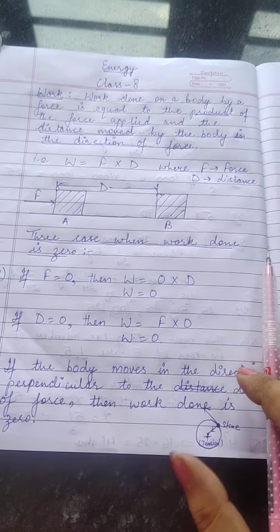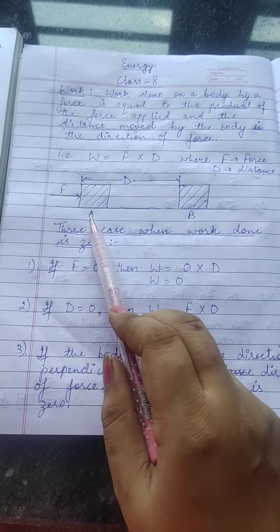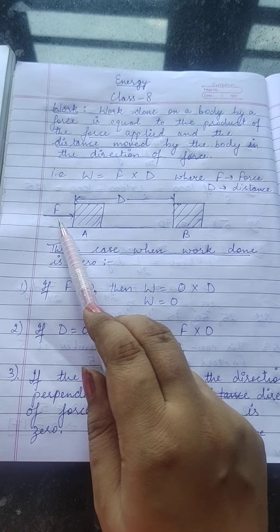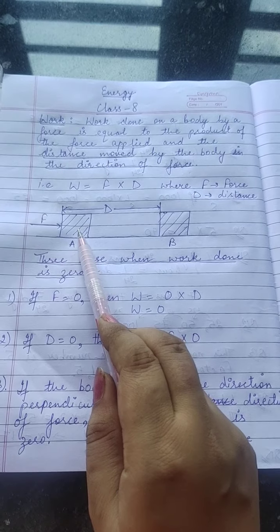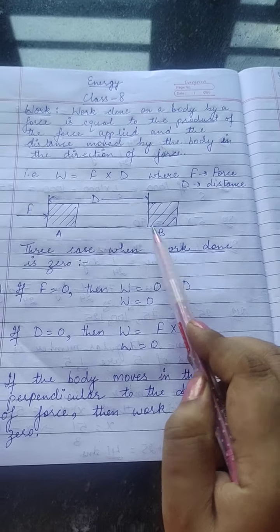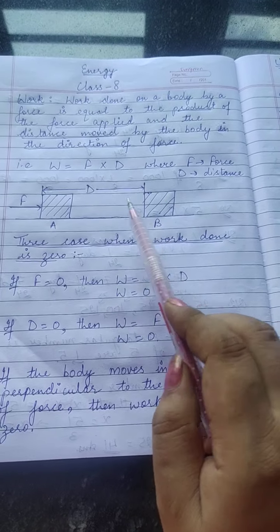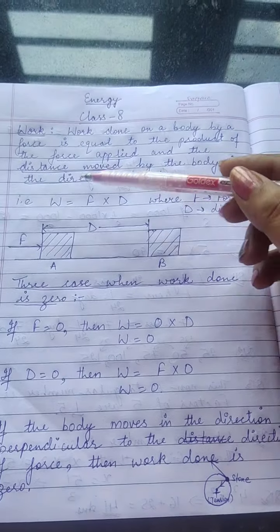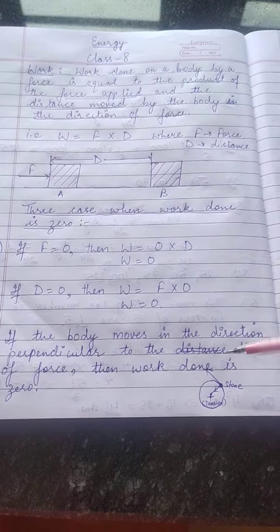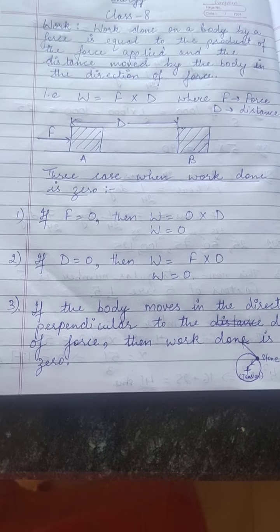So here you can see that a body is there which is at the position A, and on applying the force F, this body moved and changed its position from A to B. So the distance moved by the body in the direction of force is D. So the work done will be equal to F into D. Now we are going to discuss the three cases when work done is 0.